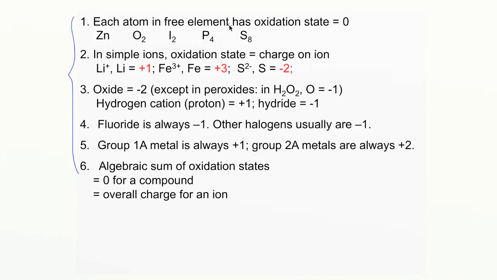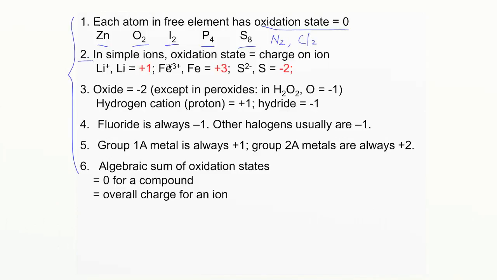Each atom in free elements has an oxidation state of 0. Examples here are zinc, oxygen gas, iodine, phosphorus, and sulfur. And more examples, nitrogen and chlorine gas. Because these are free elements, they are neutral, so the oxidation states for all of them are 0.